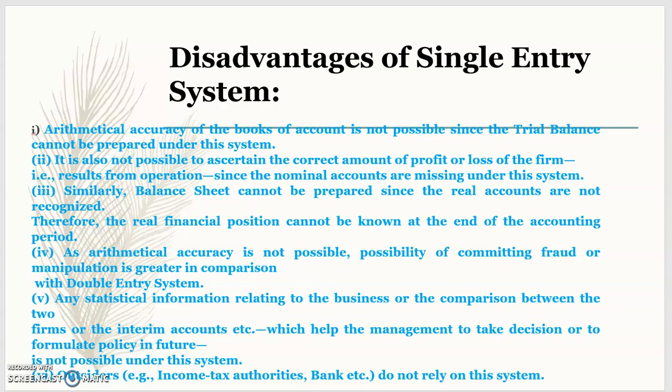It is not possible to control the assets, and it is difficult to identify frauds whenever they are committed. Any statistical information relating to the business, comparison between two firms, or interim accounts which help management to take decisions is not possible in the case of the single entry system. Outsiders, the income tax authority, and banks do not rely on this system, and that's why we have to convert our single entry system into double entry system for understanding and use for numerous purposes.